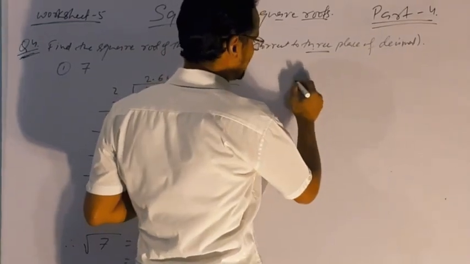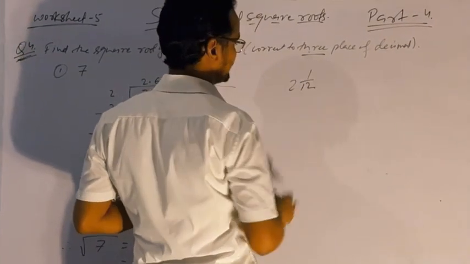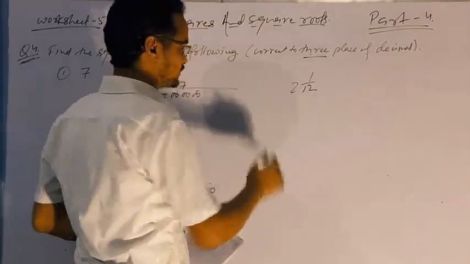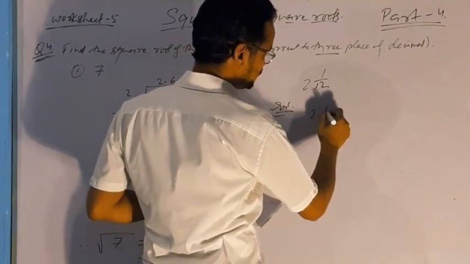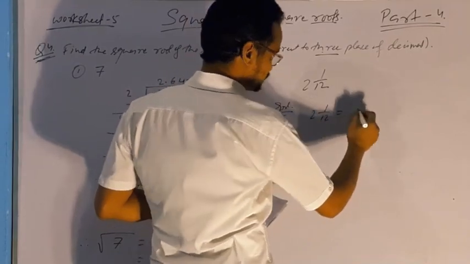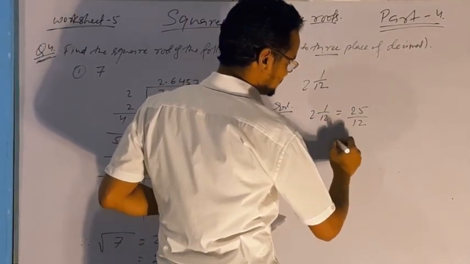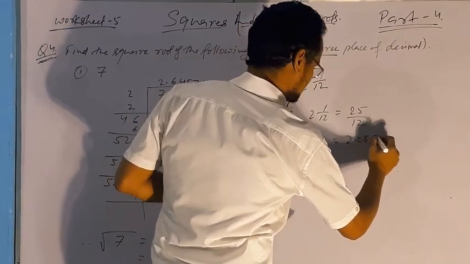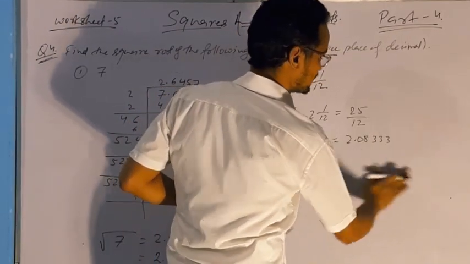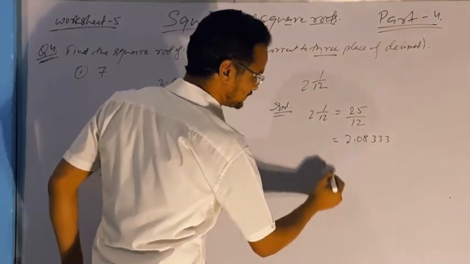One more question is there. 2 whole 1 by 12. It is a mixed number. In the solution, firstly we have to convert it into decimal form. 2 1 by 12 will become 25 by 12, and after division this will become 2.0833 and so on.